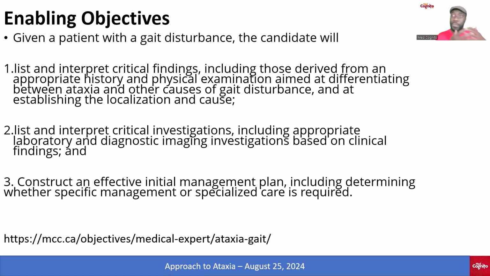So if you take multiple sclerosis, how are you going to assess a patient with multiple sclerosis? If you take a patient with Parkinson's disease, how are you going to assess the patient? If you take a patient with cerebellar dysfunction, how are you going to do that, right? And then construct an effective initial management plan, including determining whether specific management or specialized care is required. So you remember all those causal conditions we talked about? If you are learning them, you have to learn them under these three major subheadings.